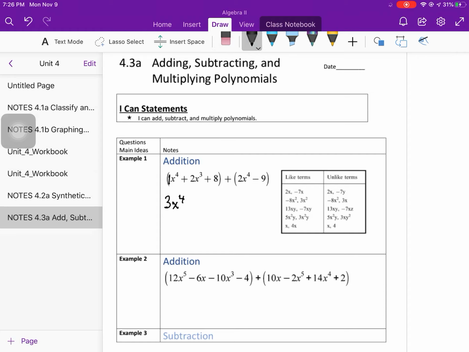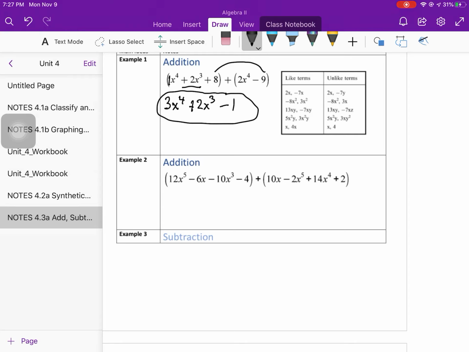Then we look at the next degree, which would be 2x cubed. Now there's nothing to go with 2x cubed, so we get 2x cubed by itself. But now we have 8 and -9. Since there's a plus sign in between, I probably should have mentioned this earlier. Normally we just distribute whatever this sign is, but since it's a plus, it's not going to change anything. So we're just adding 8 and -9, which gives us -1. So here's our answer right here. Basically, you're just adding whatever it is and then looking for like terms.